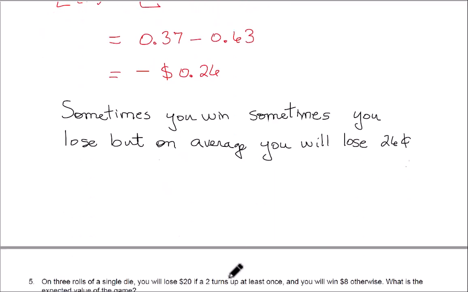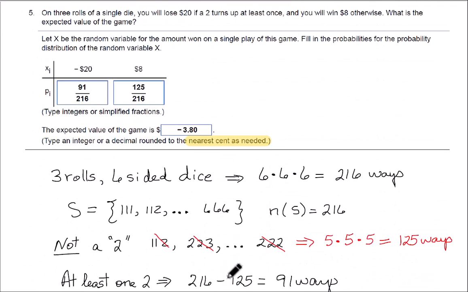All right. Let's see. On question 5, it's a bit tricky. So let's take this slowly. We're going to roll 3 six-sided dice. Now, if we roll a 2 at least one time, we're going to lose $20. And if I get in the 3 rolls something other than a 2, I'm going to win $8. So what's the expected value? All right, so we've got lose, which is minus 20, and I've got win, which is 8.